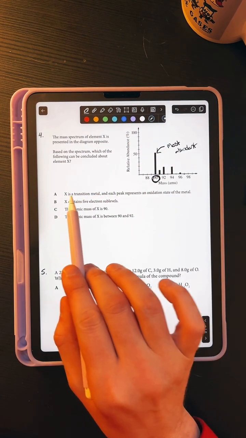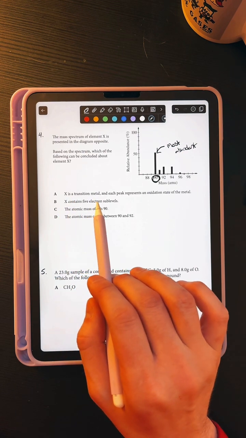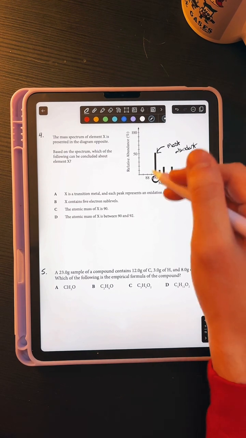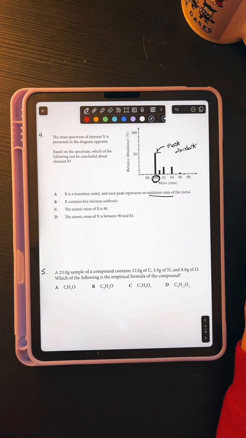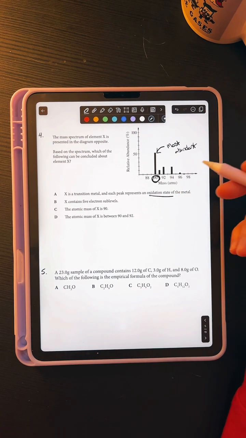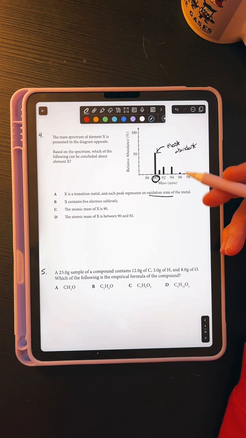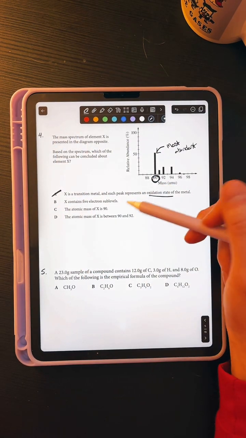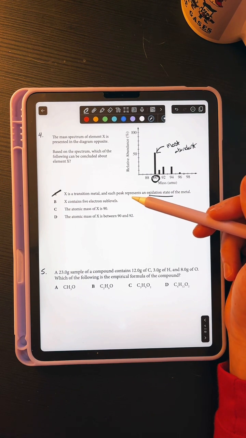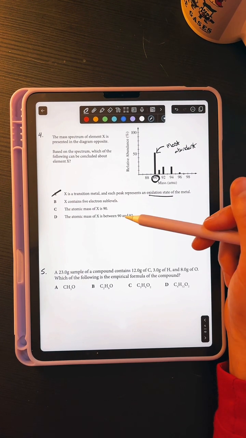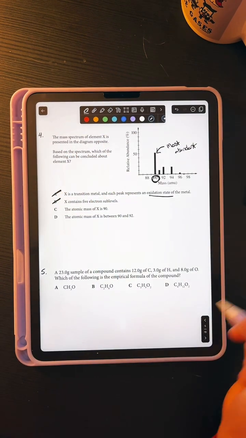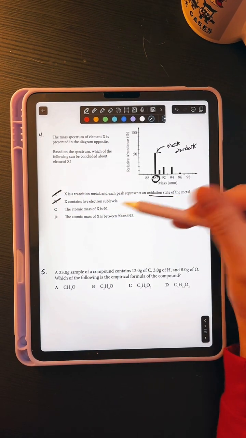So let's go through these answers. X is a transition metal, and each peak represents an oxidation state of the metal. Well, a mass spec does not tell us anything about oxidation states. It tells us stuff about isotopes. And so we can cross that one out. X contains 5 electron sublevels. This mass spec isn't the graph that we use for that. That's going to come later on when we're talking about photoelectron spectroscopy. So that one's gone.